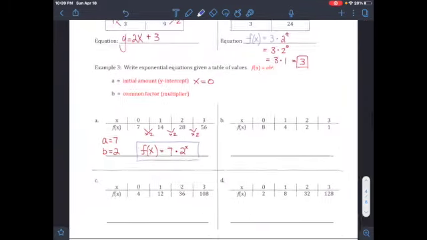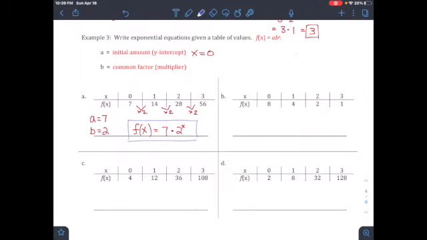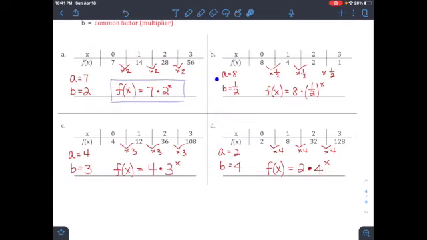Please give a try with B, C, and D, and come back and check your answer. For B, my a is going to be the y-intercept, which is 8. And b went down by multiplying by half: 8 times half is 4, times half becomes 2, times half becomes 1. My 8 is the initial, and the multiplier is half, to the x power.